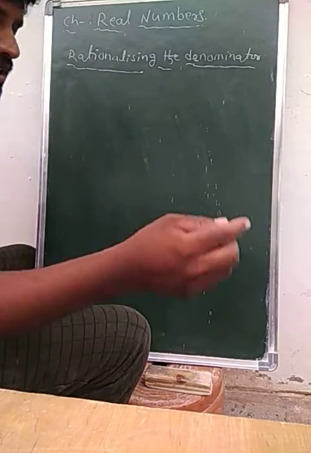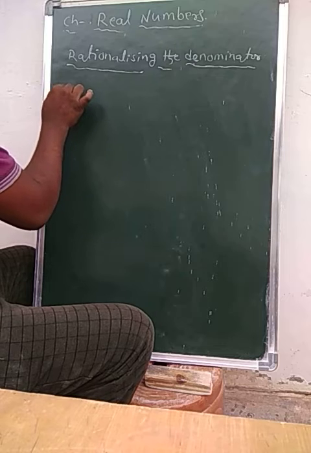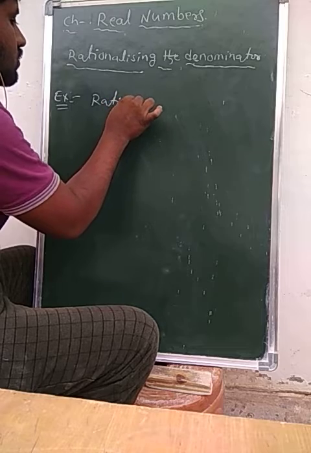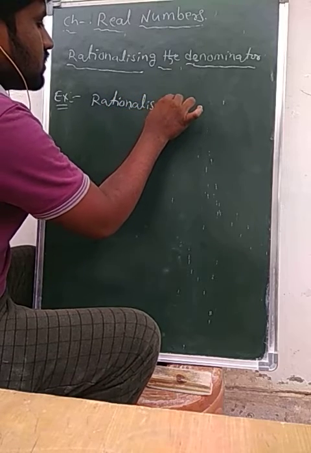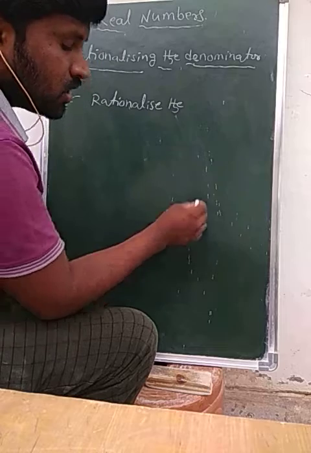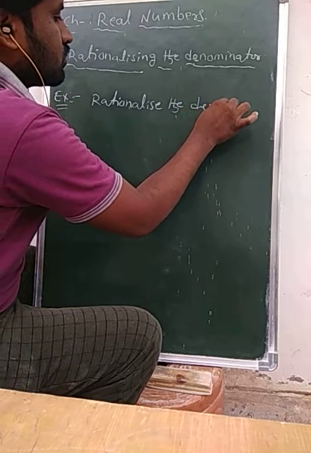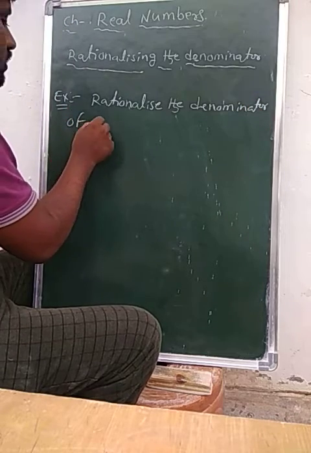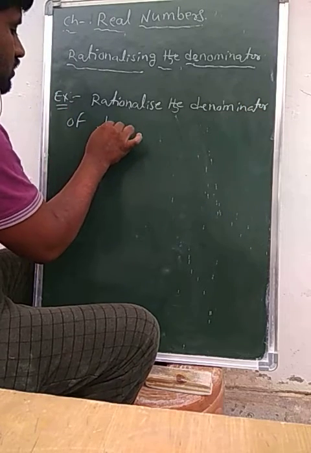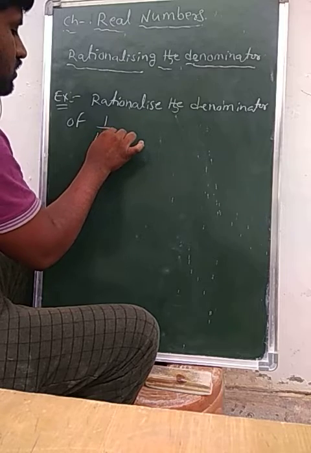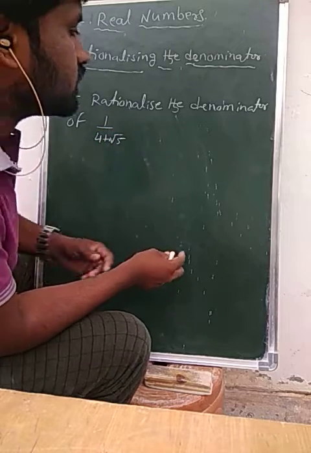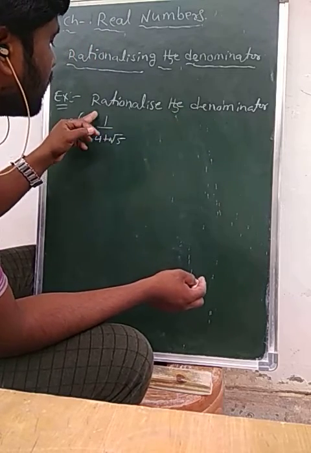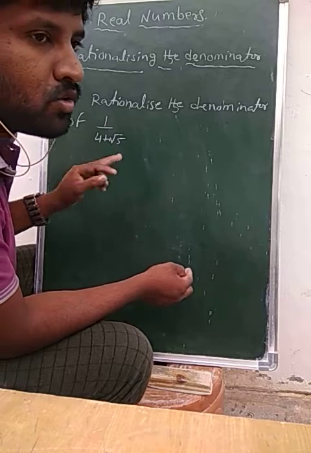Let us consider one example here. Rationalize the denominator of 1 by 4 plus root 5. What is the question? Rationalize the denominator of 1 by 4 plus root 5.